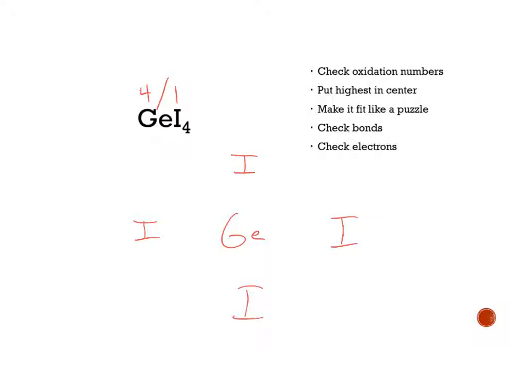Germanium needs 4 bonds. Each iodine needs 1 bond, and so we'll connect them with single bonds. And so our bonds are already taken care of. Iodine wants 1, germanium wants 4. The only thing we have left to check is our electrons, right? Germanium has 2, 4, 6, 8. But the iodines only have 2. They need 8. So they need how many more? They need 6 more, okay? And so that's what we have to draw in: 6 more electrons around each iodine to complete the octet.